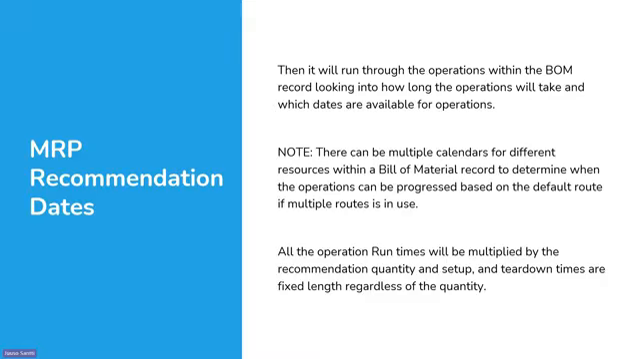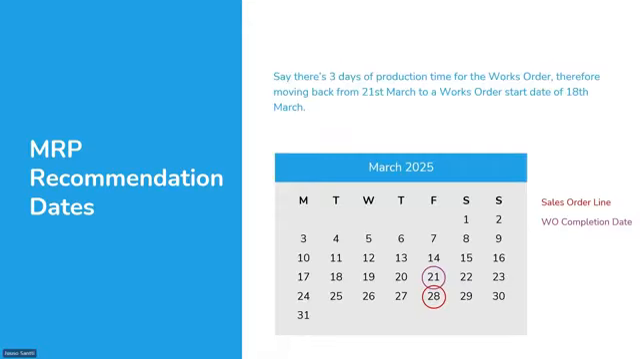All the run times on the operations will be multiplied by the quantity that's been recommended, and the setup and tear down times are fixed length regardless of quantity. So let's say you're making one where you have a run time of an hour and a setup time of half an hour, it takes an hour and a half to make. If you make two, the setup time is still half an hour, but the run time now is 2 hours, so it takes you 2.5 hours. Therefore, the more you make, the less per each it will cost. But all of those will be calculated.